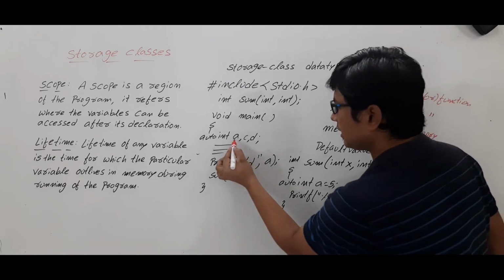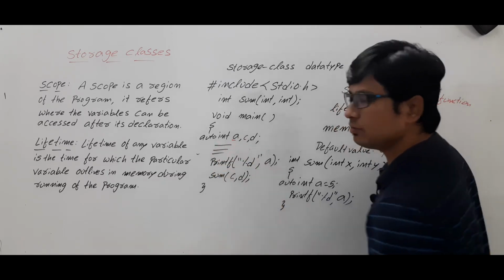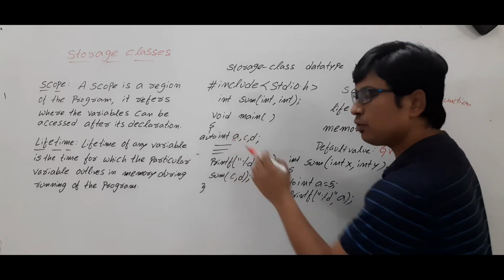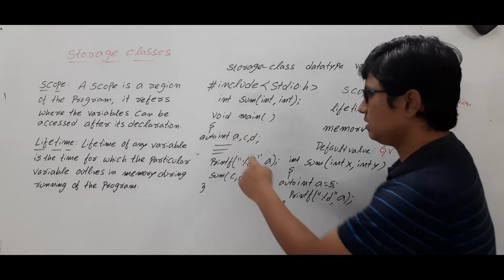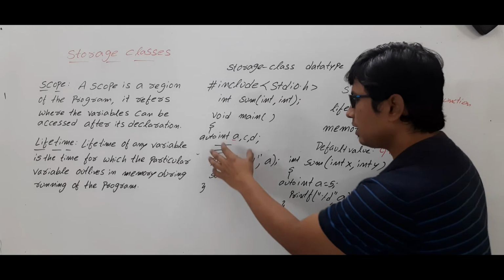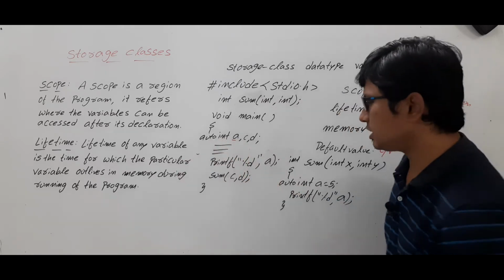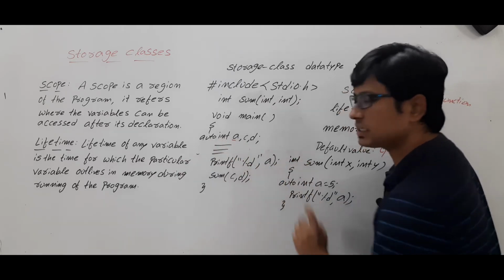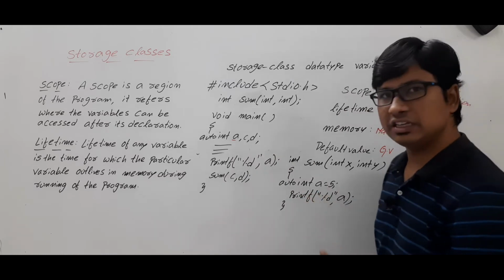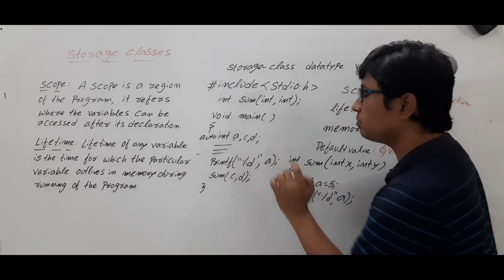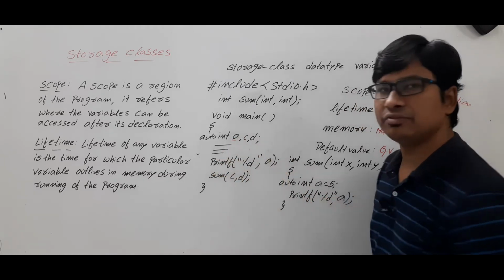Look at here, I have declared a variable called a, which is an automatic variable. I have not initialized it during the compile time, and these are some dummy statements. I have given the printf of percentage d a. Now the first thing is, can I access this variable a inside the main function or not?